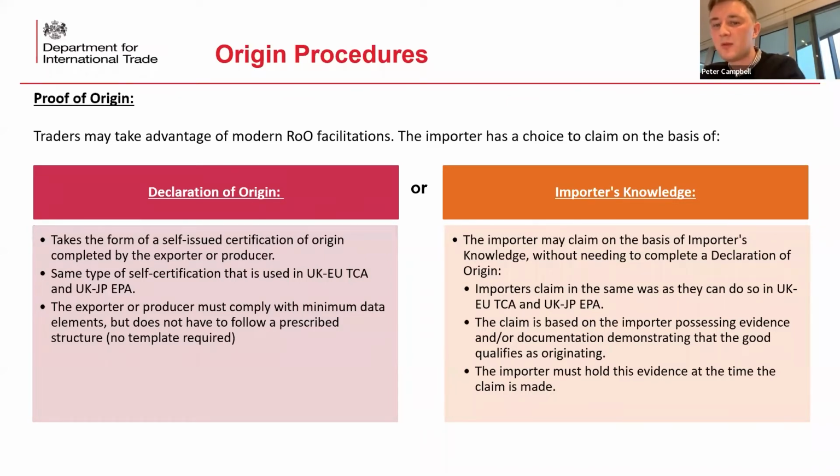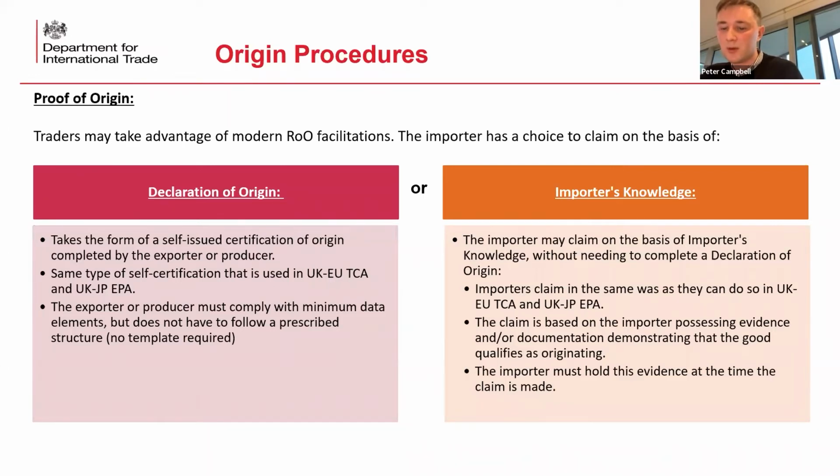So if you're shipping the same good all the time, those elements I guess are going to be static. So you could simply attach that to the invoice, and that's going to save, I think, quite a lot of time. And then the other option for claiming preference is under importer's knowledge, which is the same type of facilitation that was agreed with the EU. And I think we're really expecting importer's knowledge to be the primary source of proof in this agreement.